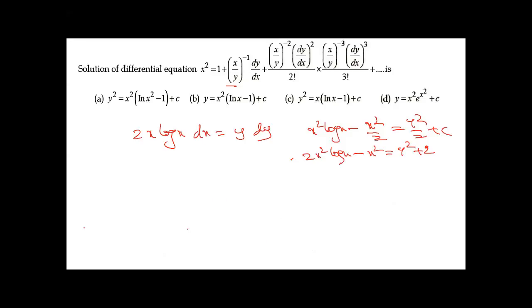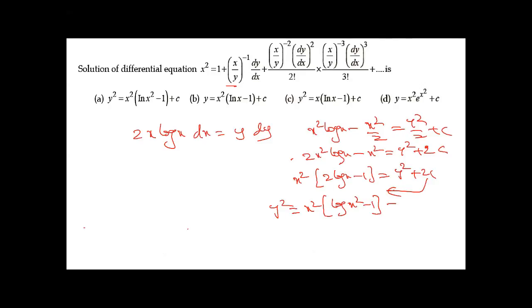Okay, fine, no problem. So now here I will take x square common, 2 log x minus 1 equal to y square plus 2c. This 2c I bring to this side, so y square equal to x square into 2 log x, that is log x square, minus 1 minus 2c. Minus 2c you can also write as plus c, no problem. So option A is matching with this one. Constant you can change to anything. You can take minus 2c or plus c also as the constant. So 2 log x is log x square.